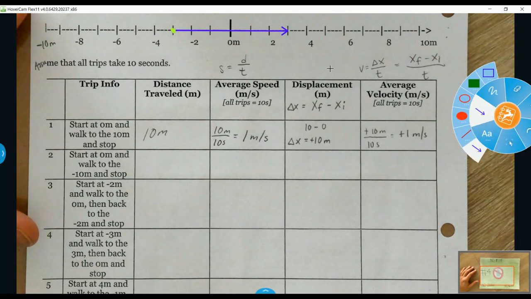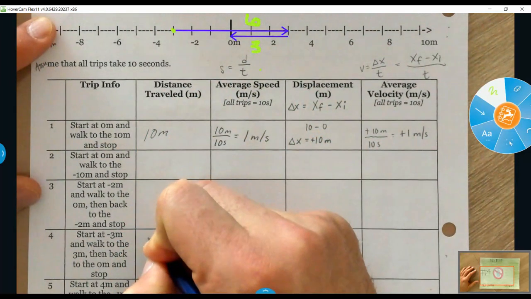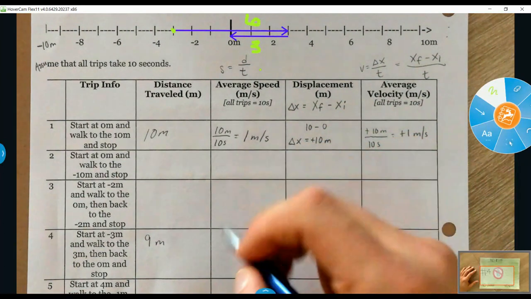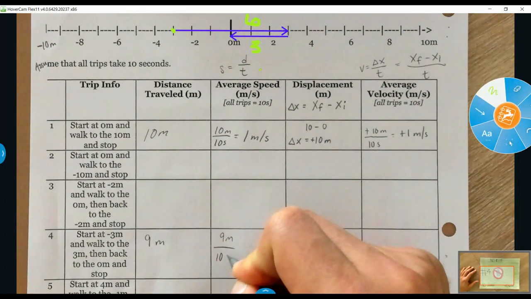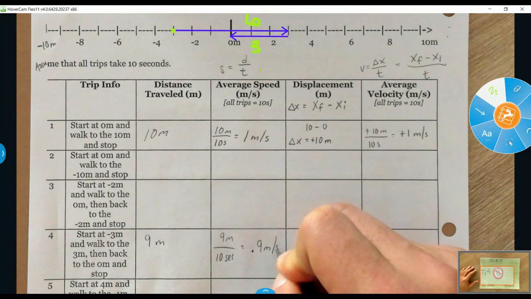And then it says goes back to 0 and stops. Okay. So how far did I move in total? So we count. 1, 2, 3, 4, 5, 6. So we moved 6 meters that way, and then we went backwards. 1, 2, 3. 6 plus 3 is how much? Okay, so we went 9 meters of distance. Average speed is distance over time, so our 9 meters over 10 seconds, which would be 0.9 meters per second.